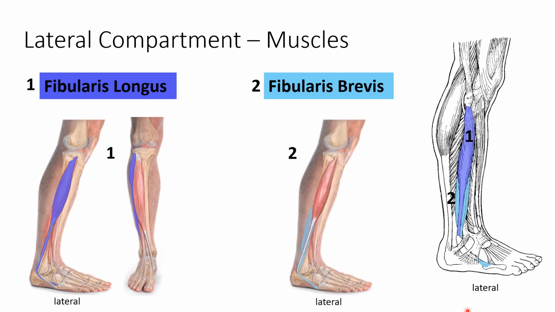So just as a reminder, in the leg, as in most parts of our body, when we're talking a longus versus brevis, it's named according to the length of the tendon. So this fibularis longus has a much longer tendon, whereas a fibularis brevis has a shorter tendon.